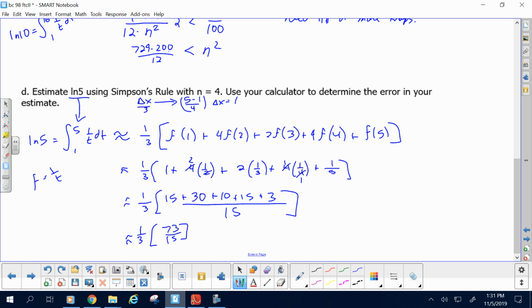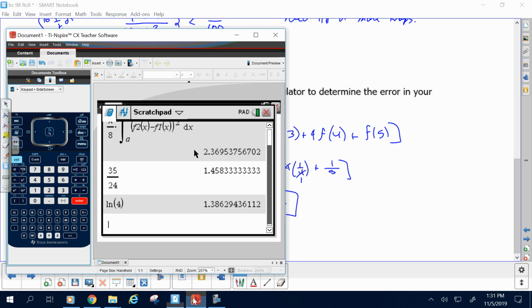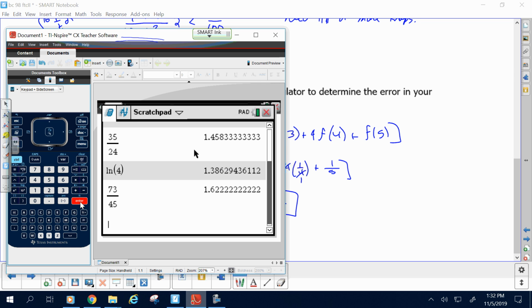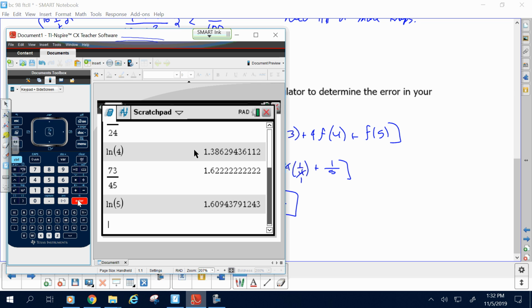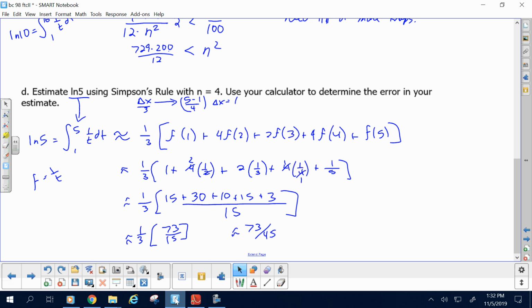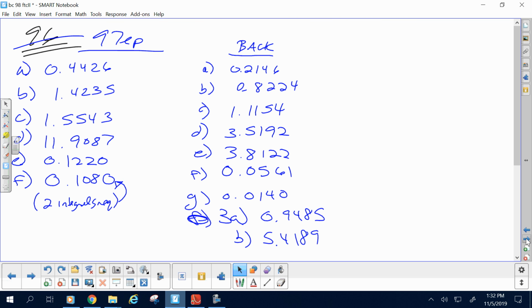So our estimate is 73 over 45. Let's see how we did. Excuse me. 73 divided by 45 is approximately 1.622. Log of, I forgot what problem did we do? Log of 5? Actual log of 5 is 1.609. So we're about 13 thousandths off. Pretty stinking good. That's pretty good estimate. We didn't even have to do that much work. We could have done a lot more subdivisions and that's even better. All right. That then is the ideas of the day.